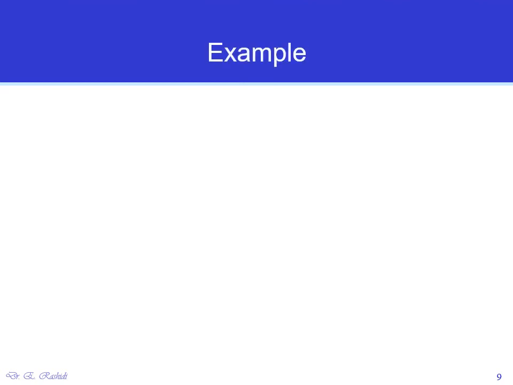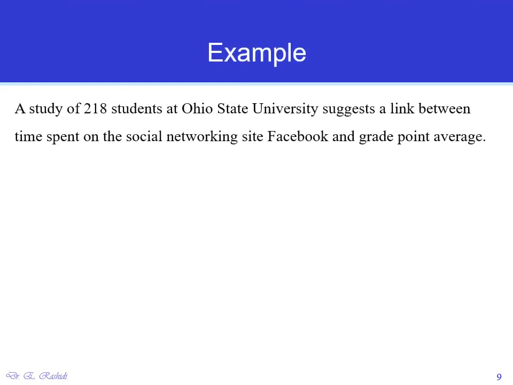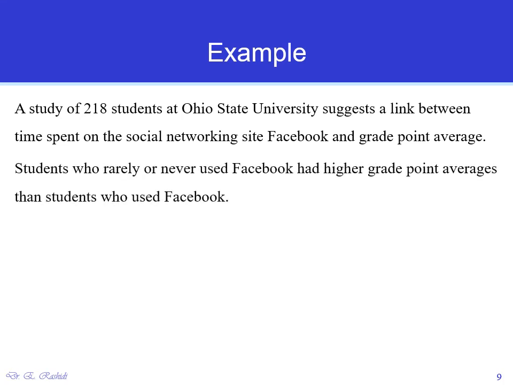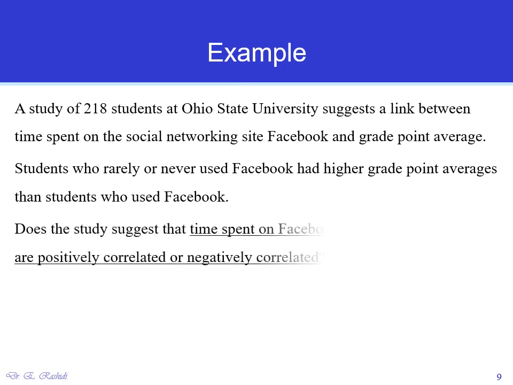Next example. A study of 218 students at Ohio State University suggests a link between time spent on social networking sites such as Facebook and grade point average, or GPA. Students who rarely or never use Facebook tend to have higher grade point averages in the study than students who used Facebook. Does the study suggest that time spent on Facebook and GPA are positively correlated or negatively correlated?